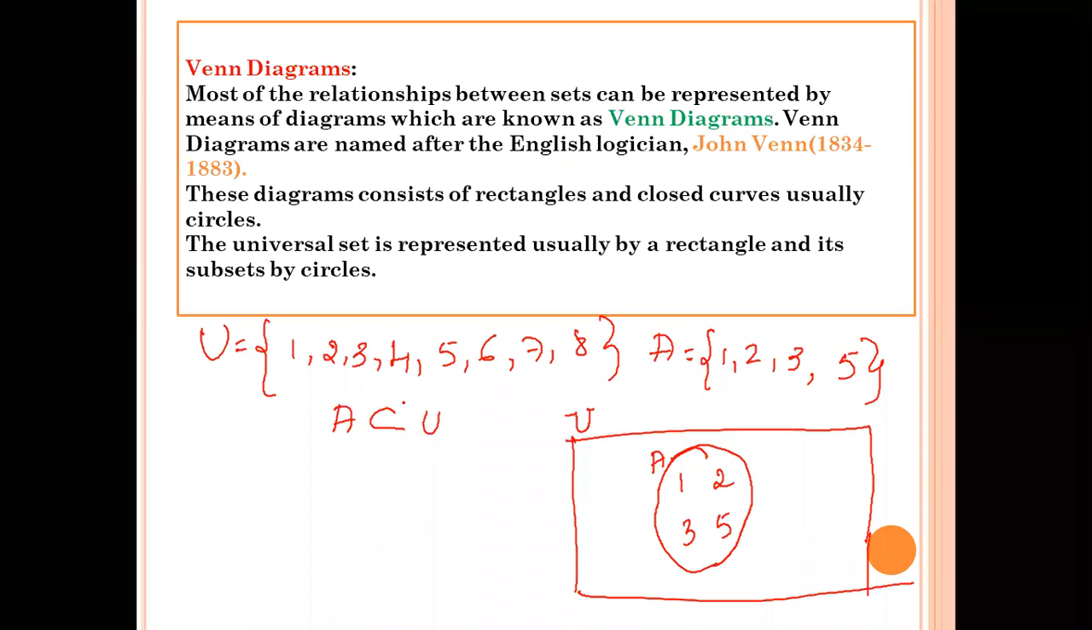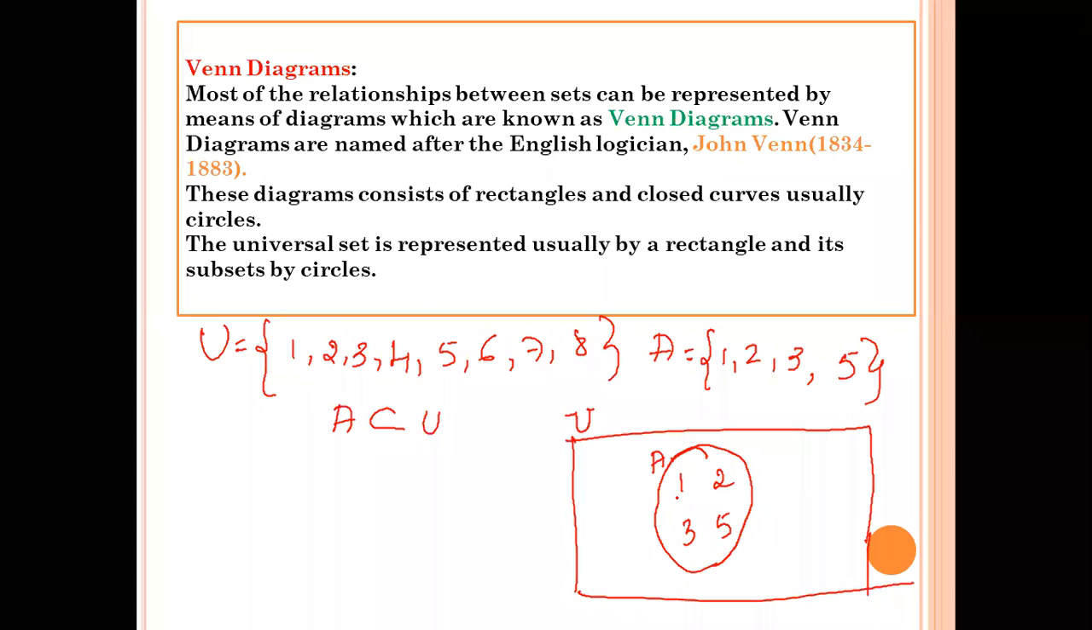Now if you go to the universal set, it has elements from 1 to 8, which means all these elements should be inside a rectangle. The elements from 1 to 8 should be present inside a rectangle. Now if you see, the circle is inside a rectangle. The circle is fixed inside the rectangle. So 1 2 3 5 are in the circle, and even they are present in the rectangle also.